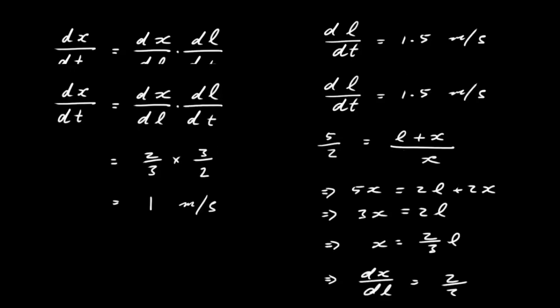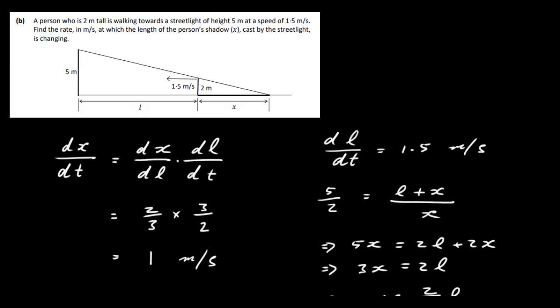What did we actually find here? We found how the shadow is changing with respect to time. It's changing at a rate of 1 meter per second. It's actually getting smaller. You could say it's minus 1 meter per second, so it's getting smaller as the person walks towards the street light. So that's it. That's all we had to find: the rate in meters per second at which the length of the person's shadow cast by the street light is changing, and that's what we found. And that's it for this particular video.